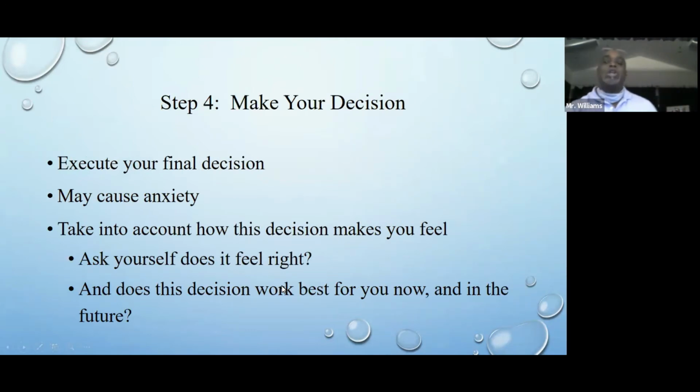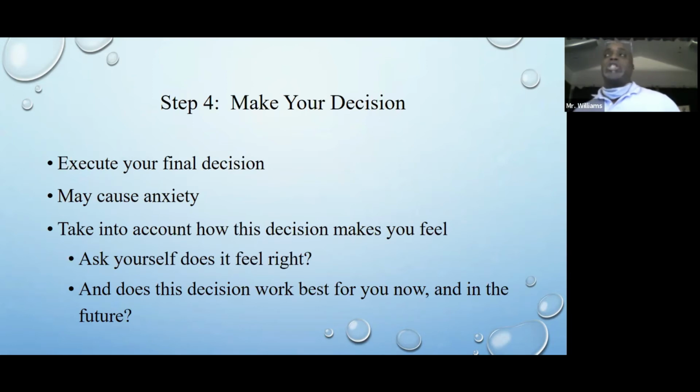Step 4, go ahead and choose one of your options. Make a decision. Basically, execute your final decision. Now, for many of us, this may cause anxiety because this is the actual step in which we take some steps. We actually have to begin to do things. We have to do what is called for within our decision.